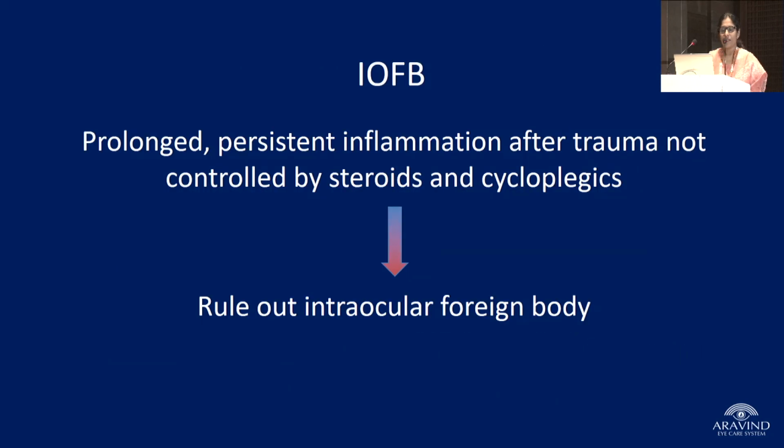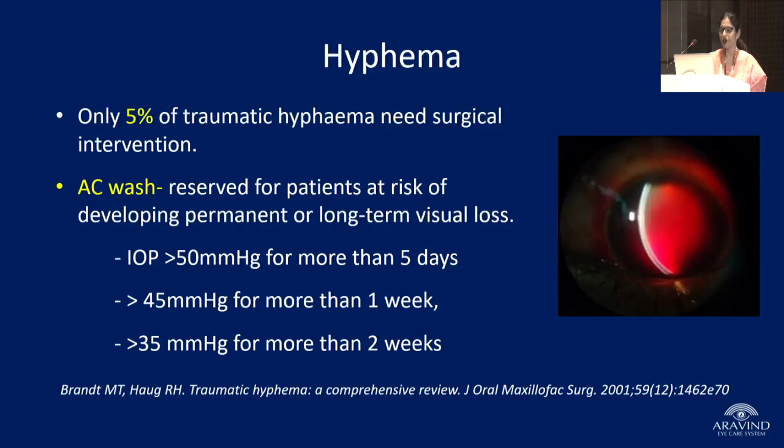In any case, when there is a prolonged persistent inflammation that is not getting controlled with steroids or cycloplegics, that should ring a bell that probably there's something inside the eye which is still present, and you have to do imaging to rule out any persistent intraocular foreign body.